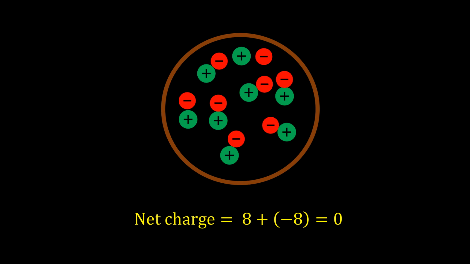The net charge will be determined by adding the number of electrons and protons, which is 8 protons plus 8 electrons. Remember, protons carry a positive charge and electrons carry a negative charge. Hence, we say 8 plus open brackets minus 8. A positive multiplied by a negative is a negative. Hence, we have 8 minus 8, which is 0.